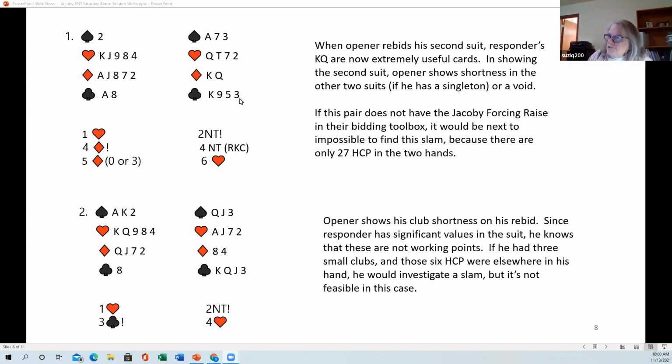So if you don't use Jacoby 2 no trump, you've got to bid 2 clubs or something else and then jump to 4 hearts. 3 hearts does not come close to doing this hand justice. That makes sense? Pat? Oh, it makes sense. Yeah, okay, good. Thank you.